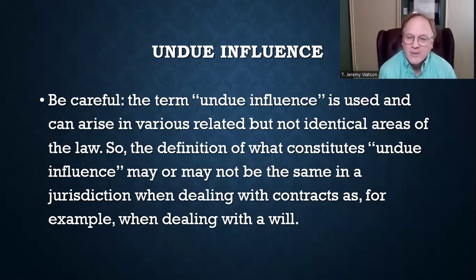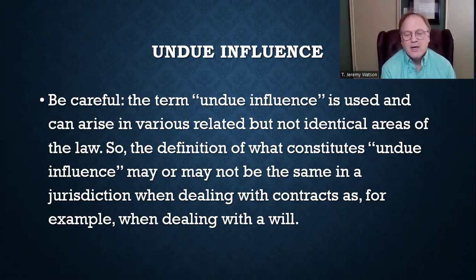The fifth method of invalidating assent, or the fifth legal theory for invalidating a contract that we saw on our list at the beginning, is something called undue influence. Okay, undue influence. Now, be careful when you start talking about undue influence. Be careful when you start researching undue influence, because undue influence is a term that arises in a couple of different areas of the law. Depending on what area of the law it arises in, the elements of undue influence may or may not be exactly the same in your jurisdiction.